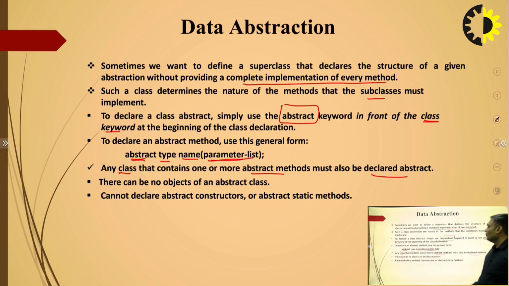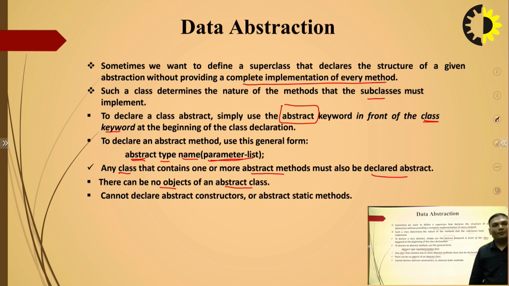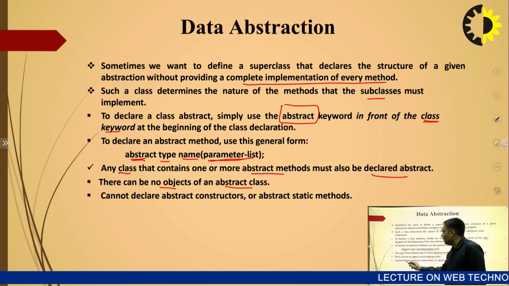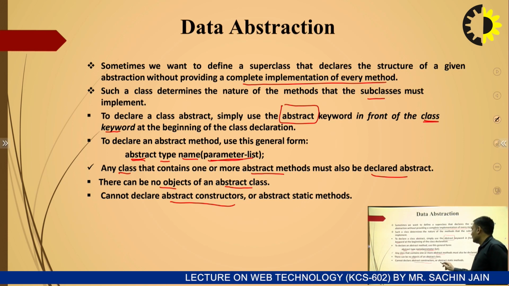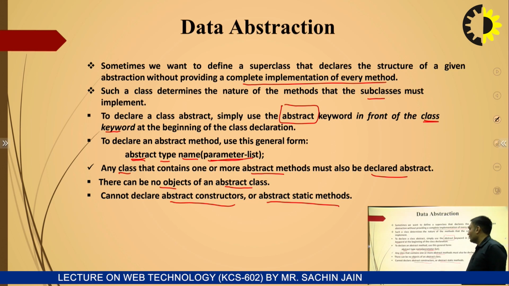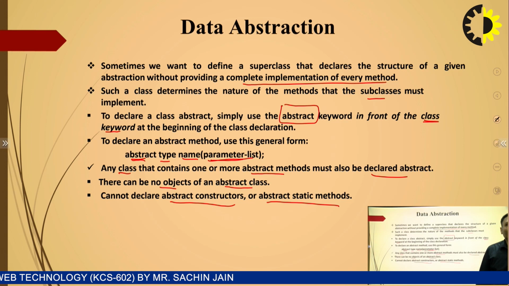There can be no object of an abstract class. What it means is we can't create the object of an abstract class. And one more thing about abstraction is that we can't declare an abstract constructor or abstract static method. So we can't define an abstract constructor or abstract static method inside the abstract class.